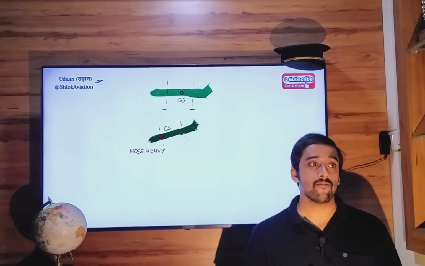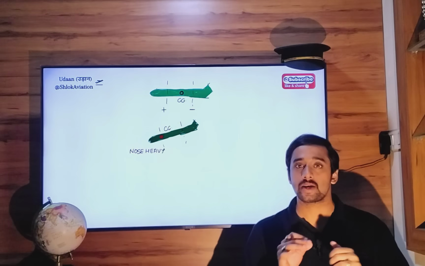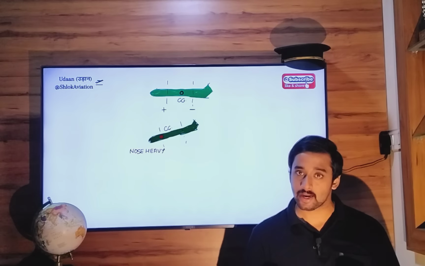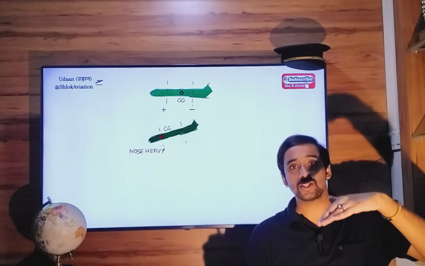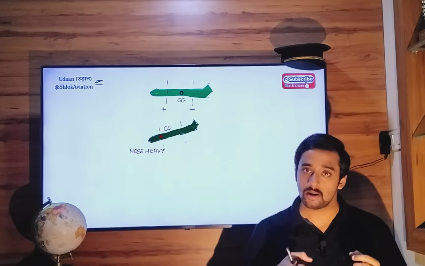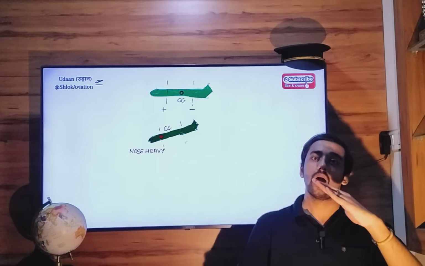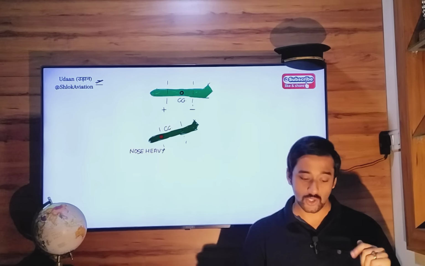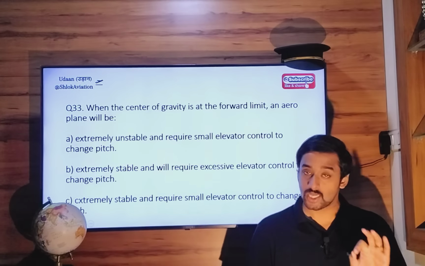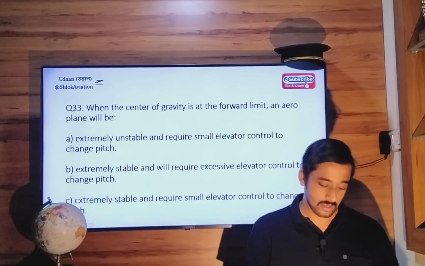Now, in the event when you have to pitch up this aircraft deliberately, let's say in case of flaring, you want to pitch up a little bit. You want to establish yourself in a climb attitude. In that case, you will have to pitch up your aircraft. So when your aircraft is nose heavy, it tends to remain in the nose down position. So you have to apply extra load, extra inputs to the control column of your aircraft in order to bring it from a nose down position to an upward trajectory position. Okay, so you require large elevator inputs. So the correct answer here is extremely stable, but will require excessive elevator inputs or control to change your pitch attitude. Correct, so option Bravo.